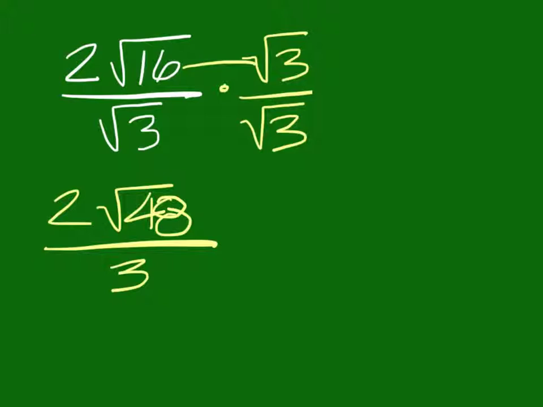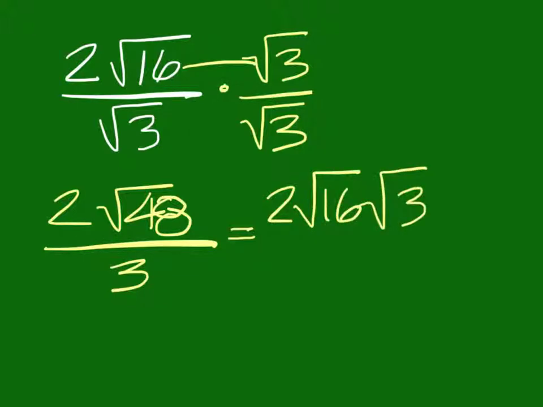Then you have to see if you can simplify the square root term in the numerator. It's 48, and it can be simplified. The highest perfect square that goes into 48 is 16. 16 times 3 is 48.